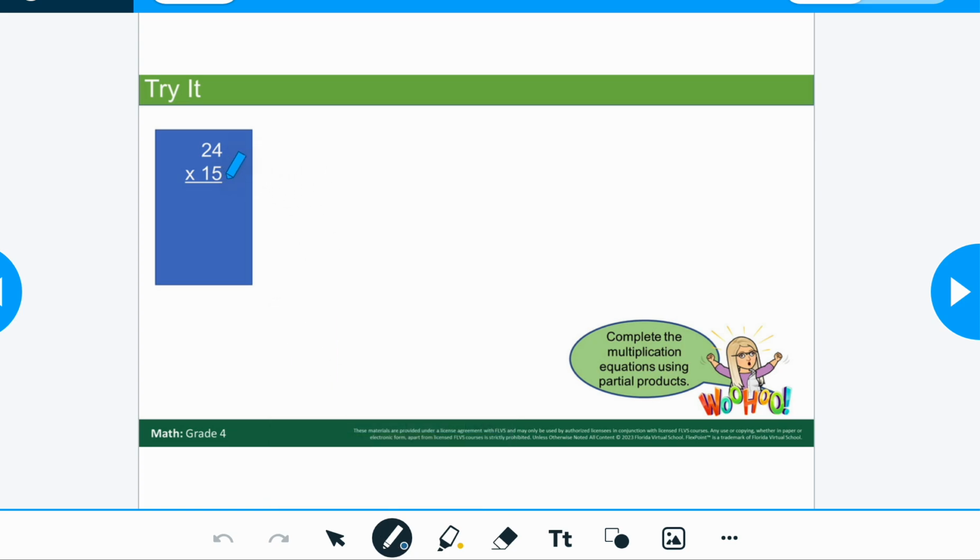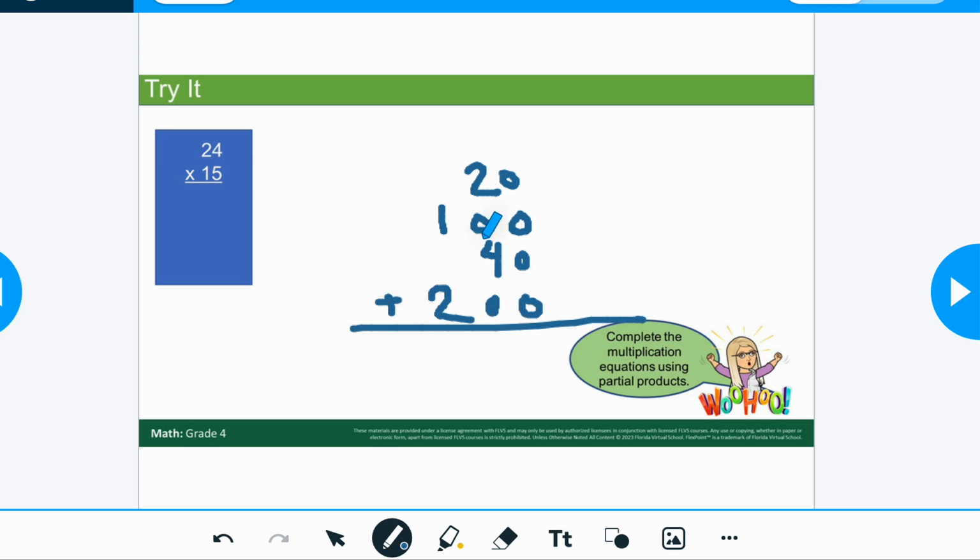So I'm going to go ahead and start at the 5. So 5 times 4 is 20. 5 times 20. 5 times 2 is 10, plus 1 more is 100. Going to move over. 10 times 1 group of 4 is 40. Then I have 10 times 20 gives me 200. When I add all my numbers up, 0, 6, 3. So I got 360.